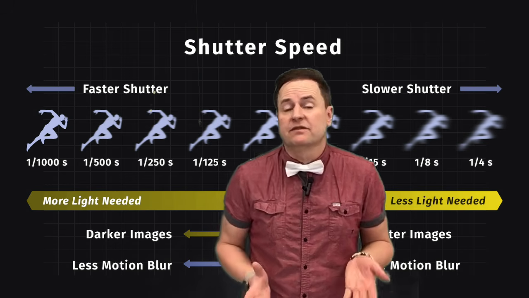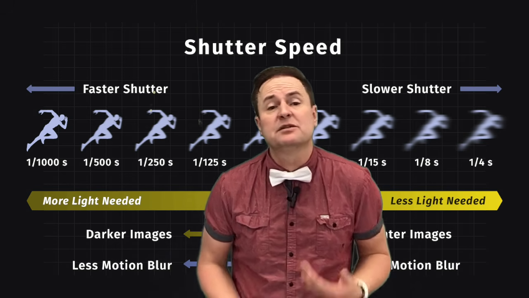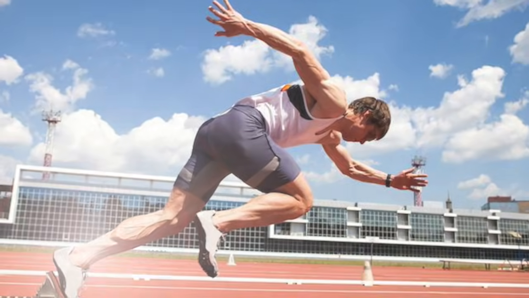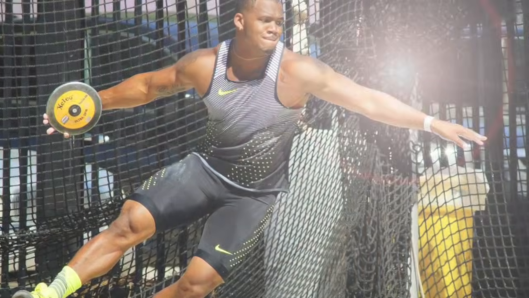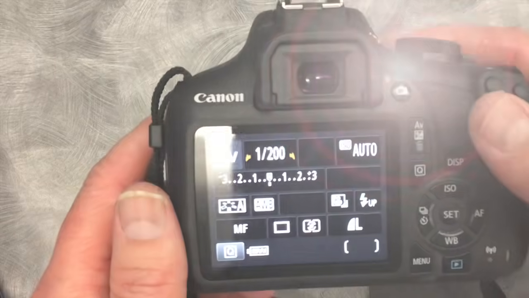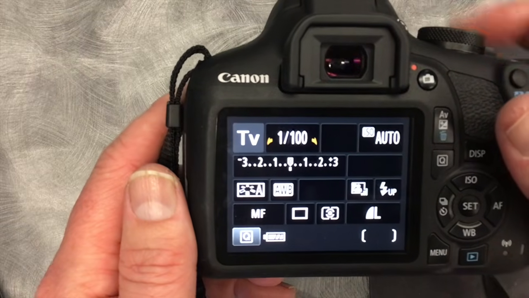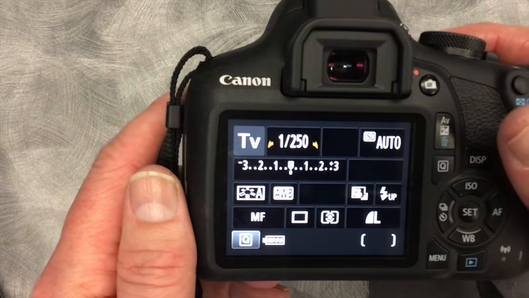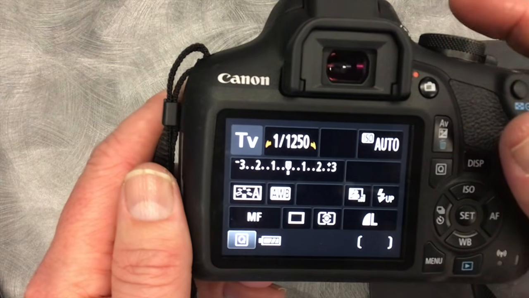So you're going to use a fast shutter speed when something is moving. For example, sports, running, jumping, throwing objects. For action, use 1/250 or faster. For very fast movement, use 1/1000.